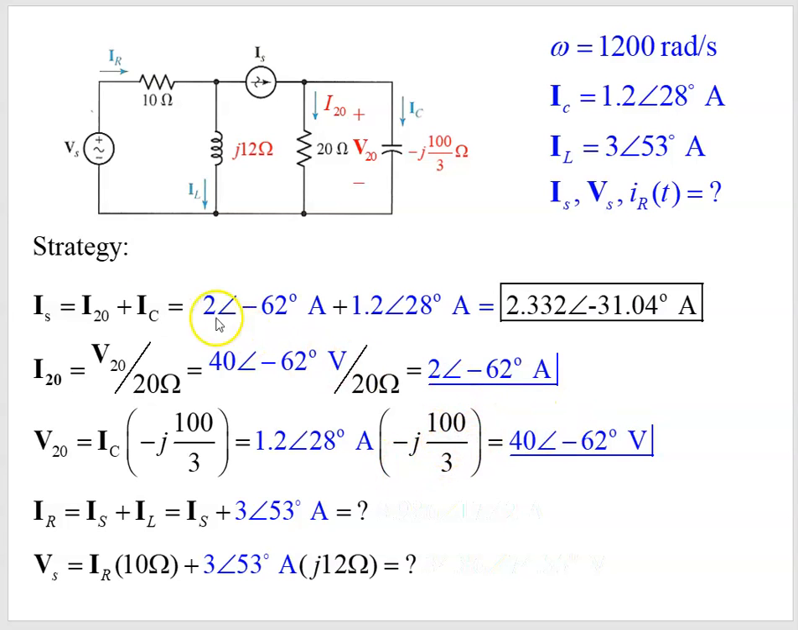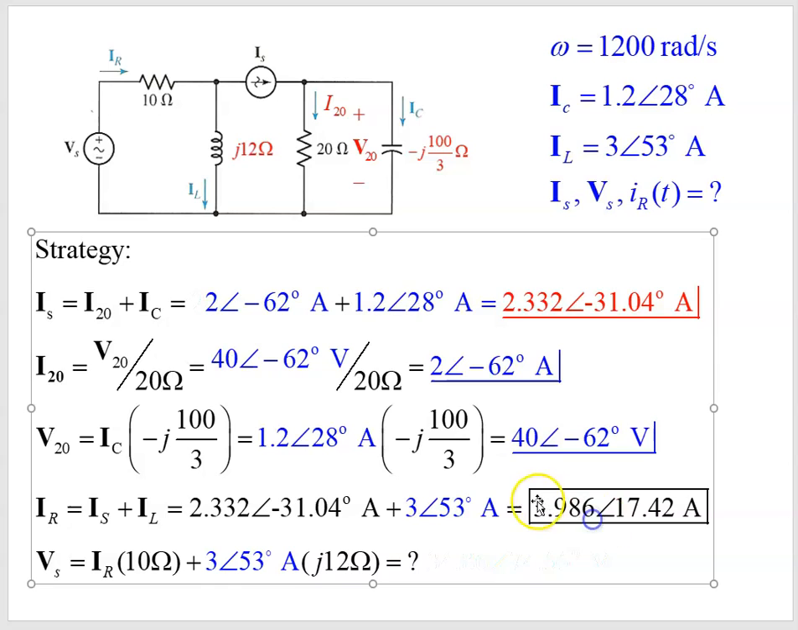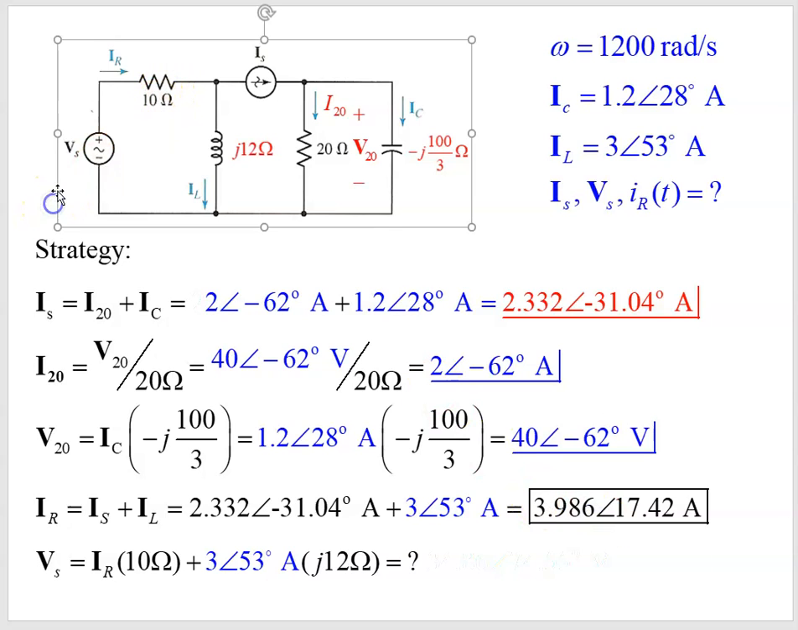So now that we have our IS, we can plug in and find IR. We can find IR by plugging in for IS here. When we do that, we get the phasor current through this resistor. We're looking for the time domain current. Before we convert into that time domain current, we can first get the voltage due to our source. Again, we have to multiply this current by the 10 ohms, so by that 10 ohms up there, and so this is going to be 39.86.